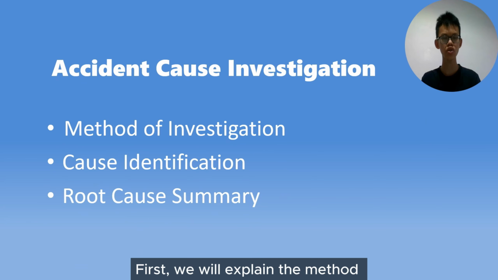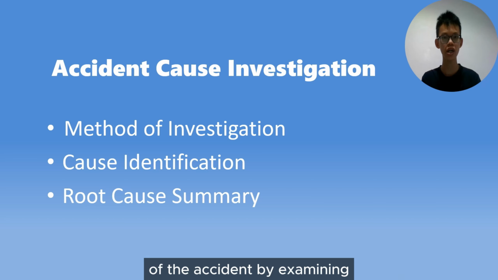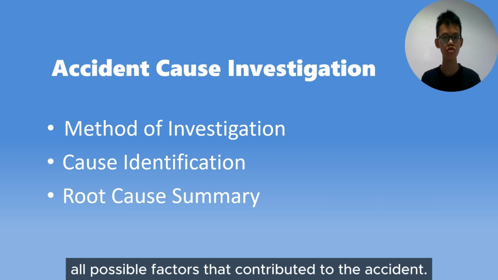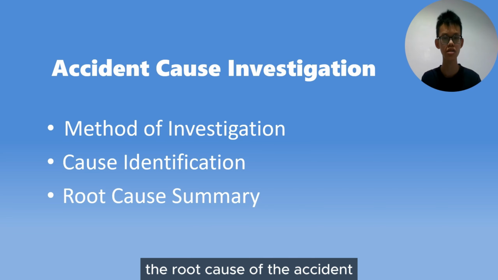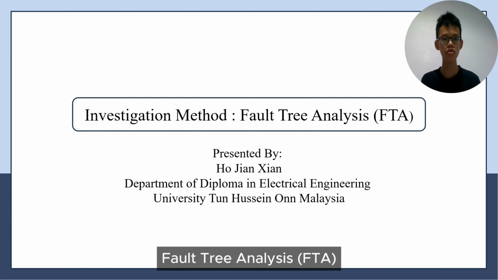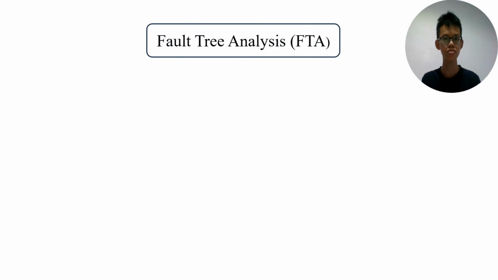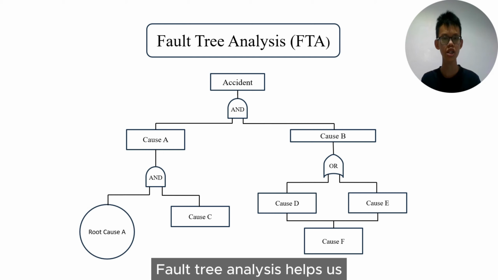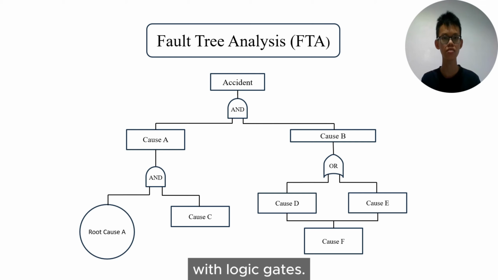First, we will explain the method used to conduct our investigation. Next, we will identify the contributing causes of the accident by examining all possible factors that contributed to it. Lastly, we will conclude by summarizing the root cause of the accident. In our investigation, we use a method called fault tree analysis (FTA). Fault tree analysis helps us understand what might cause a problem by breaking it down into smaller parts and connecting each contributing factor with logic gates.